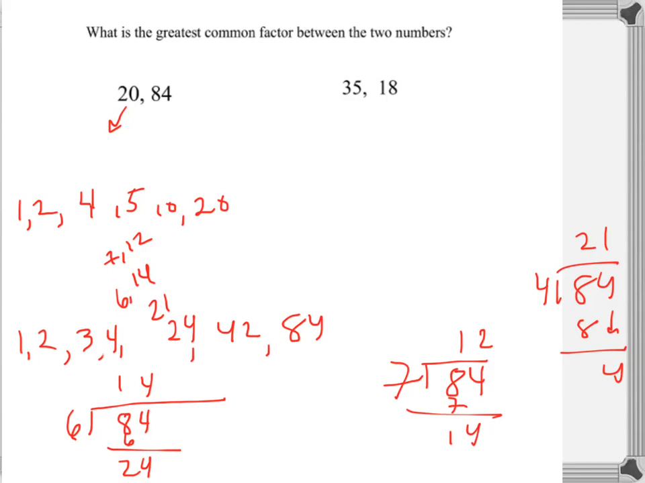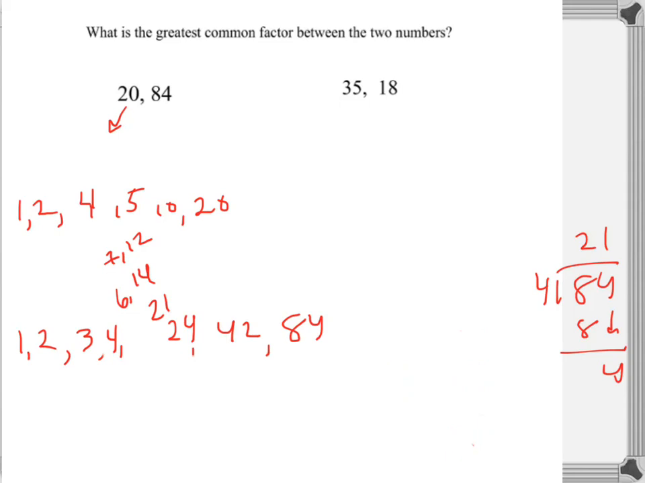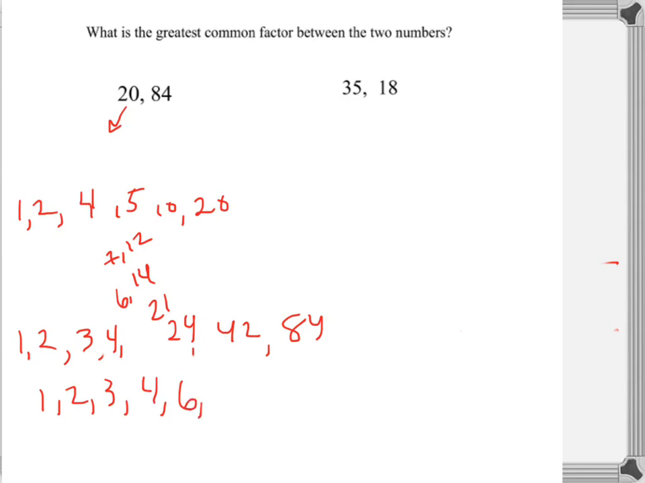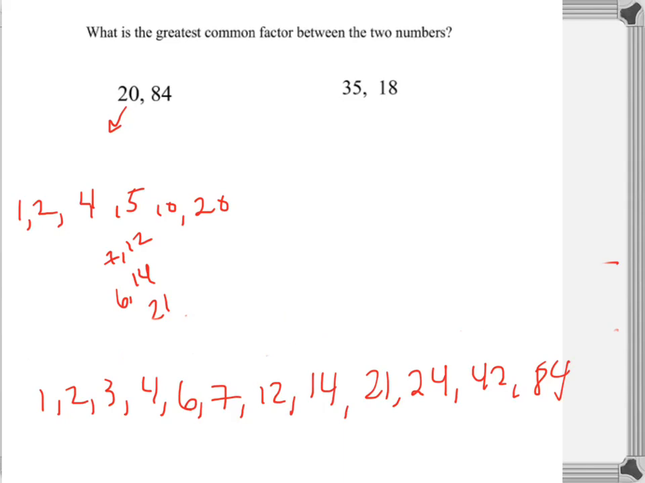So for 84, 84 has actually lots of factors. So I'd have to write 1, 2, 3, 4, 6, 7, 12, 14, 21, 24, 42, and 84. Okay? So to get the greatest common factor, greatest meaning the largest number, common meaning it's common to both of them, I can look through the lists.